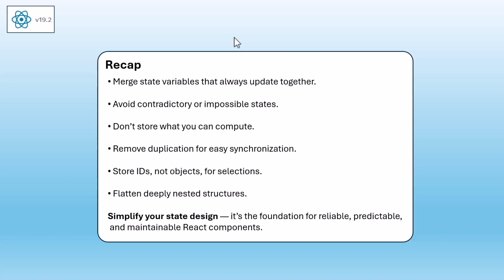When two pieces of state always update together, merge them into one. Avoid contradictory or impossible states. Use a single source of truth for status. Don't store what can be calculated. Remove duplication to keep your data in sync automatically. Never copy props into state unless you have a very specific reason. For selection patterns, store IDs or indexes, not the full objects. If your state becomes deeply nested and hard to update, consider flattening it.